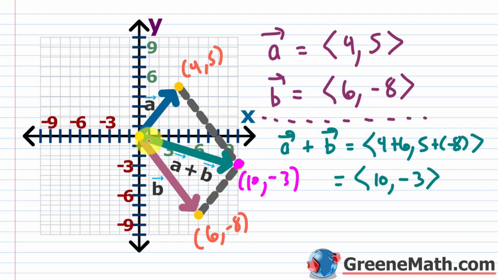So let's say that you chose to sketch vector B first, and then you sketched vector A. Well, again, here's your resultant vector there. So however you want to do this, there's lots of ways to show this graphically. It's very easy to do algebraically. Our resultant vector here, the component form, the horizontal component is 10, and the vertical component is -3.